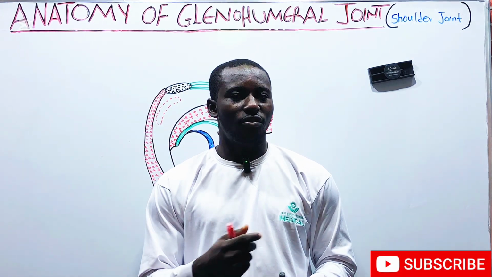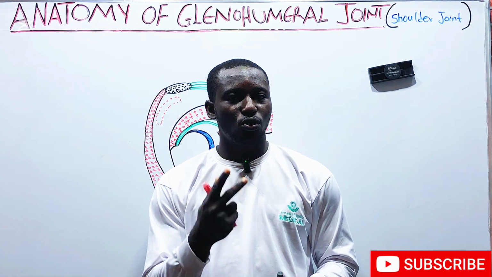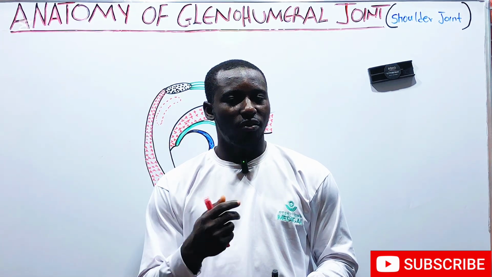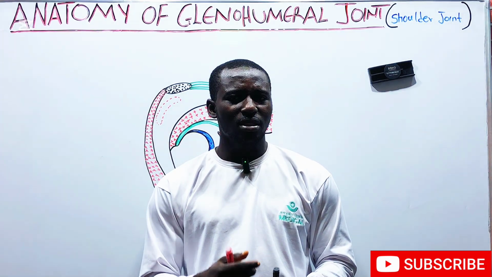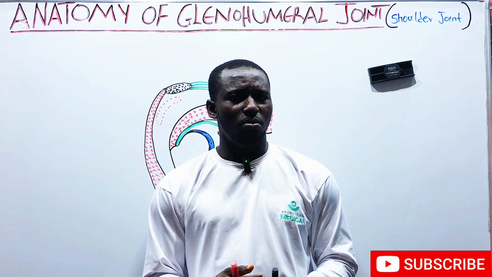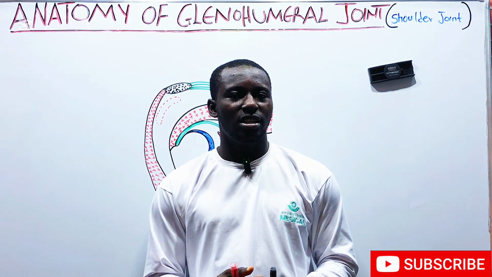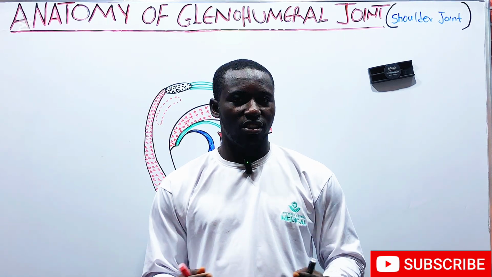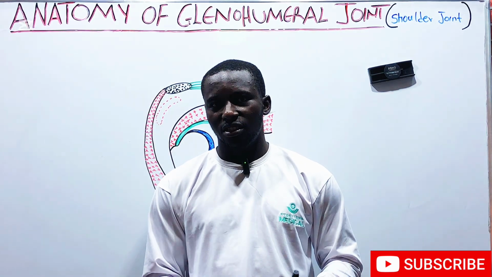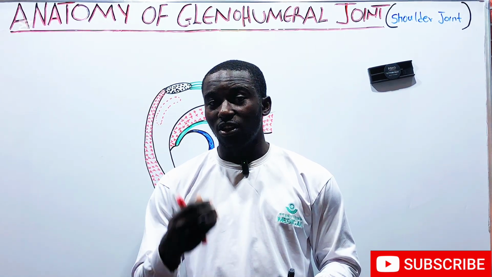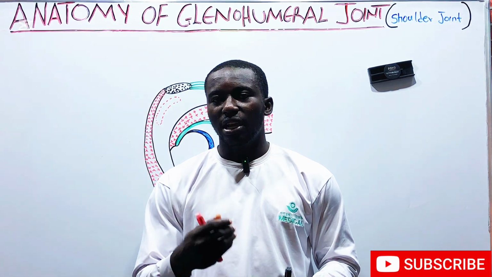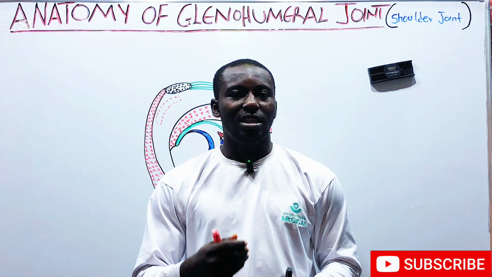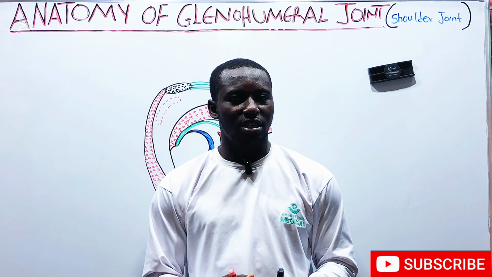Because this joint is formed majorly by 2 bony surfaces. It's formed by, number 1, the head of the humerus, and number 2, the glenoid cavity of the scapula. So it is the weakest joint, and it is the most mobile joint, and it is as well the most dislocated joint in the body because the head of the humerus is 4 times the size of the glenoid cavity of the scapula.